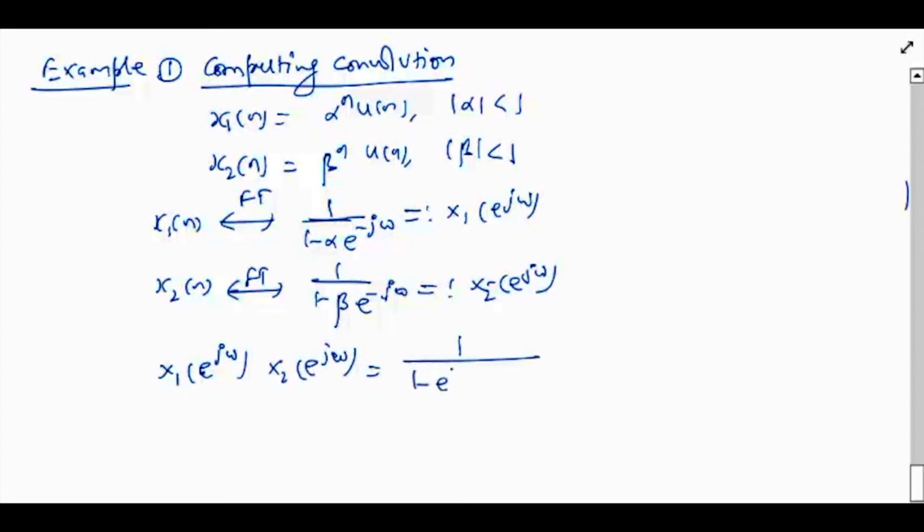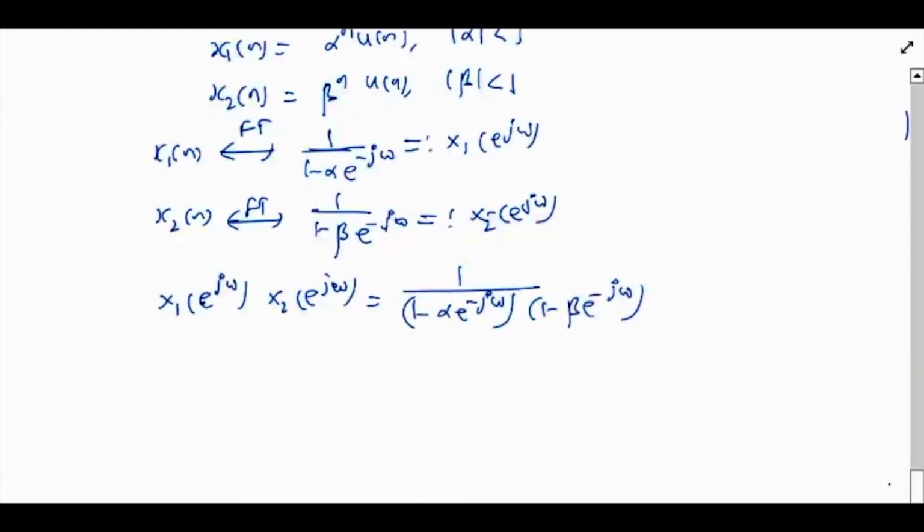That is 1 minus alpha e raised to minus j omega, 1 minus beta e raised to minus j omega. Like in the similar example for the continuous time case, we can use partial fraction expansion to simplify the right hand side to get it in a convenient form. So let us say that this is equal to a divided by 1 minus alpha e raised to minus j omega plus b divided by 1 minus beta e raised to minus j omega.